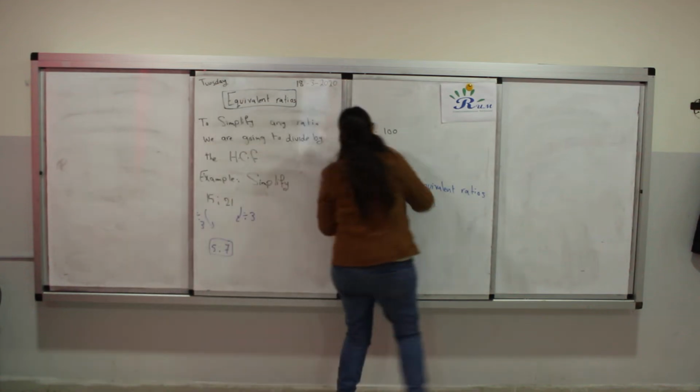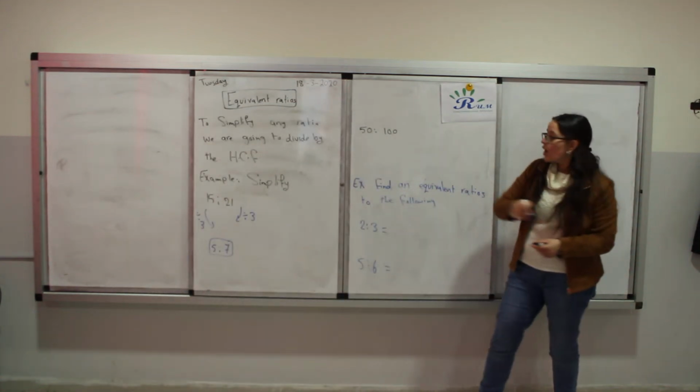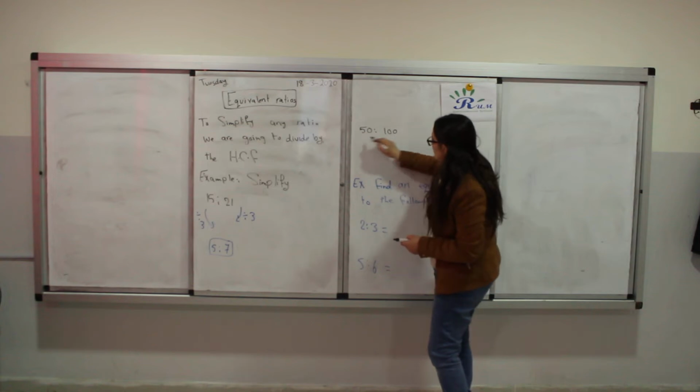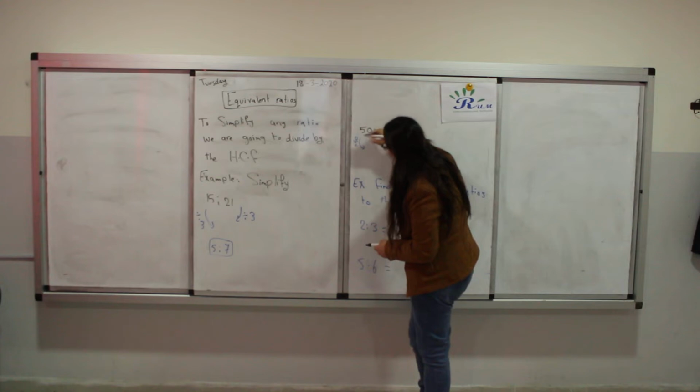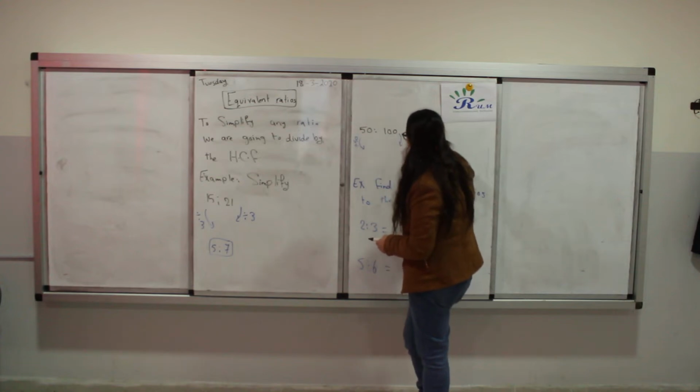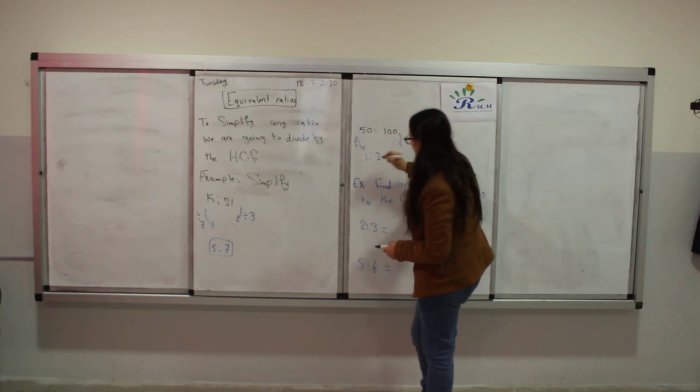Let me take a look here, 50 to 100. What is the highest common factor between these two numbers? It is 50. Divide by 50, divide by 50. You are going to reach 1 to 2.